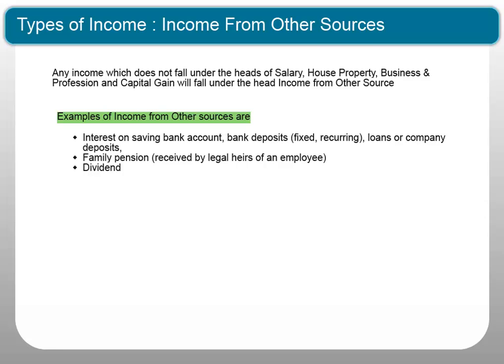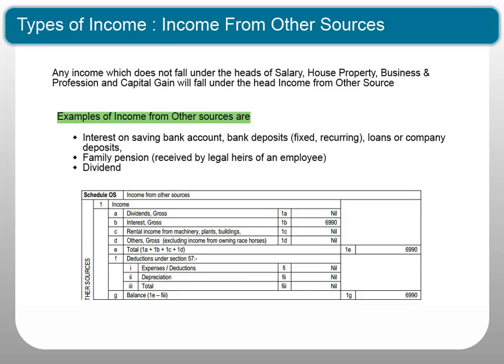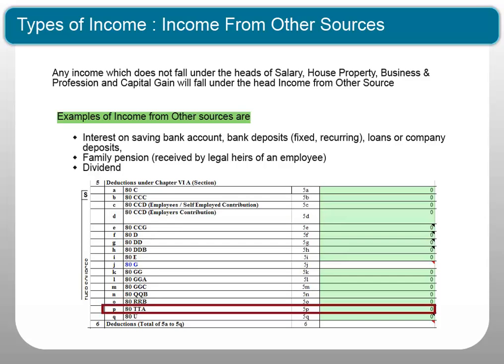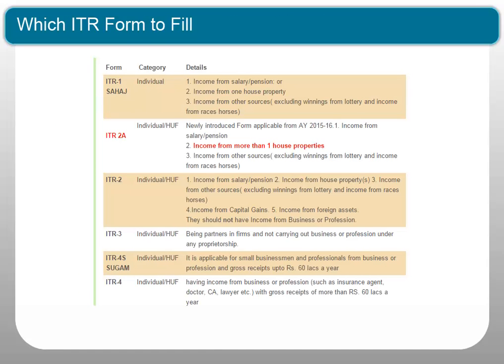Most of us would have interest on savings bank account, fixed deposits, recurring deposits, etc., which we need to add together and fill in as interest gross in 1B of ITR. One can claim deduction under Section 80TTA for interest on savings bank account, and TDS on FD in appropriate sections in ITR. So let's see which ITR form to fill for a resident individual.